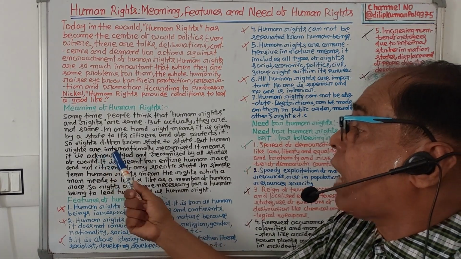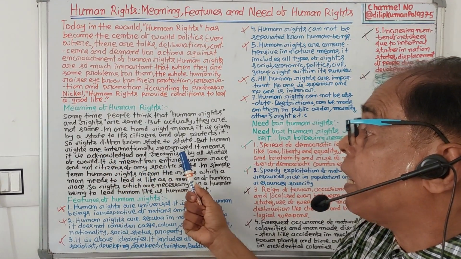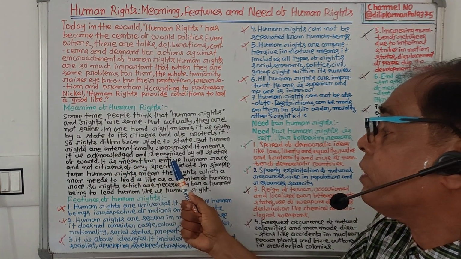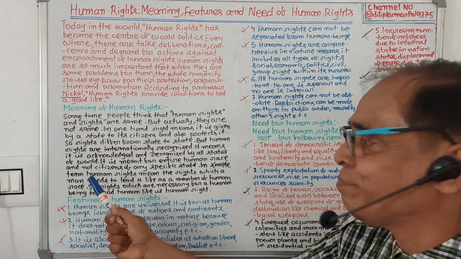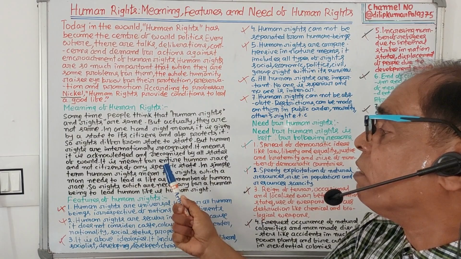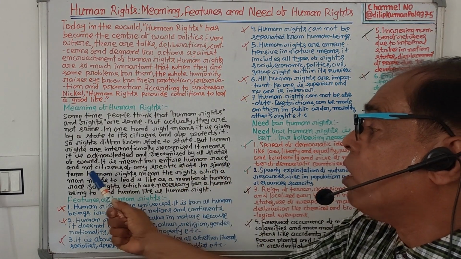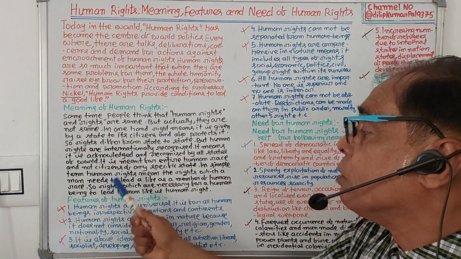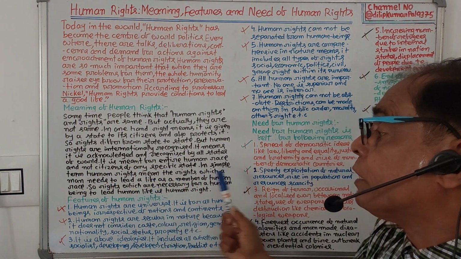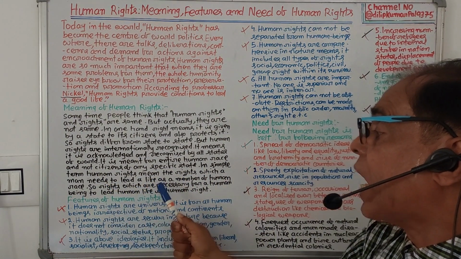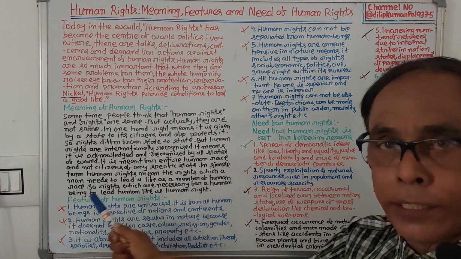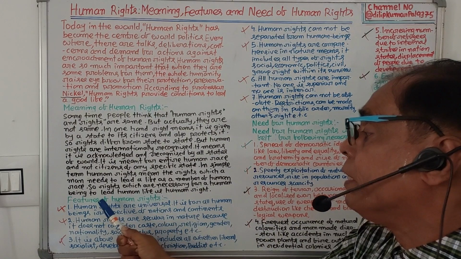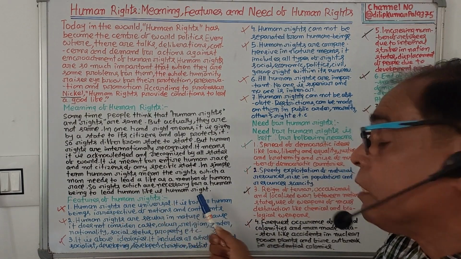But human rights are internationally recognized. It means it is acknowledged and recognized by all states of the world. It is meant for the entire human race and not citizens of any specific state. In simple terms, human rights mean rights which a man needs to lead a life as a member of human race. So, rights which are necessary for a human being to lead a human life is human right.